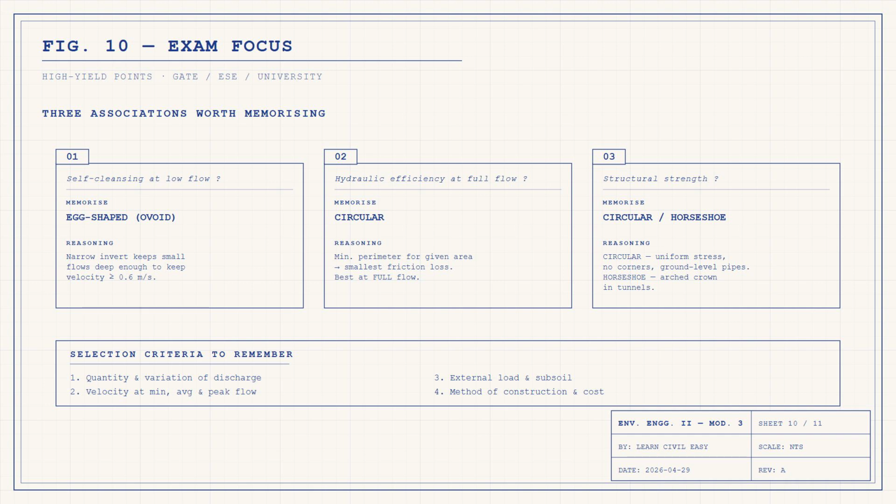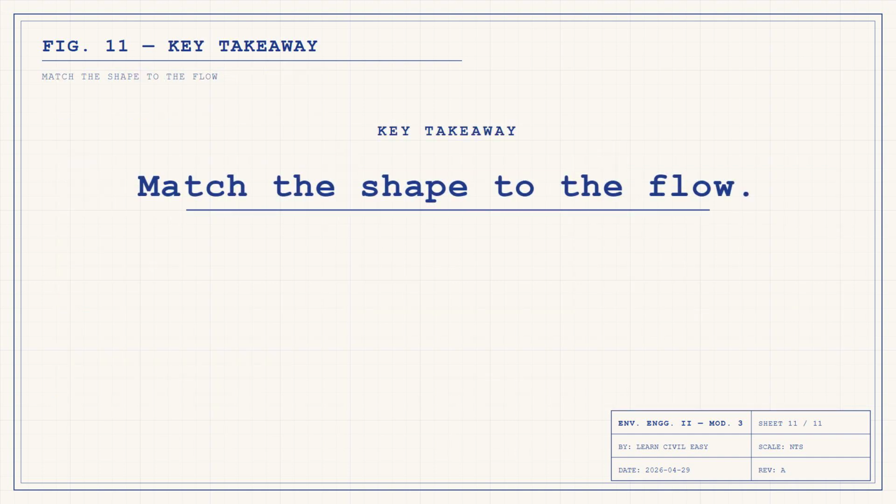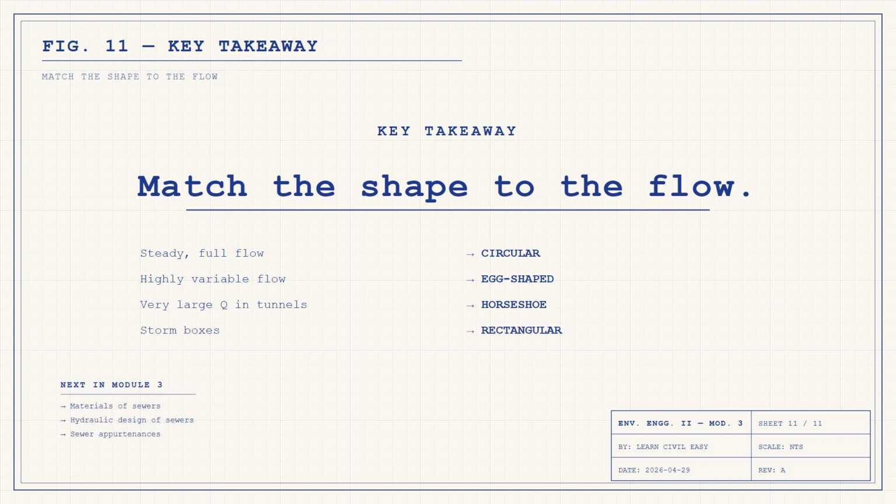The selection criteria to remember are quantity and variation of discharge, velocity at minimum, average and peak flow, external load and subsoil, and finally method of construction and cost. The rule is simple: match the shape to the flow. Steady full flow, choose circular; highly variable flow, choose egg-shaped; very large discharge in tunnels, choose horseshoe. That is Module 3.